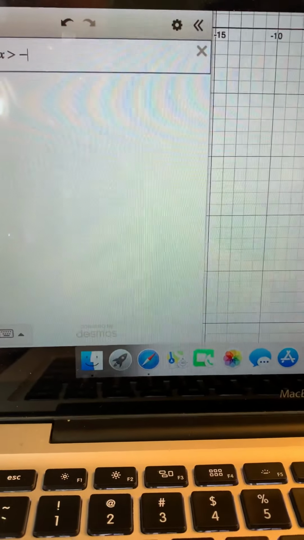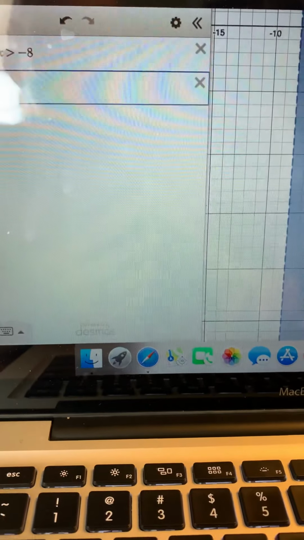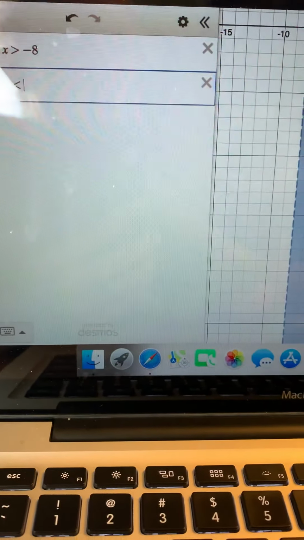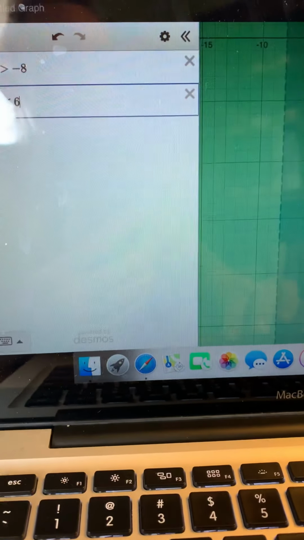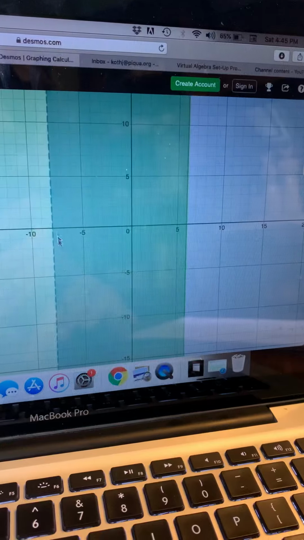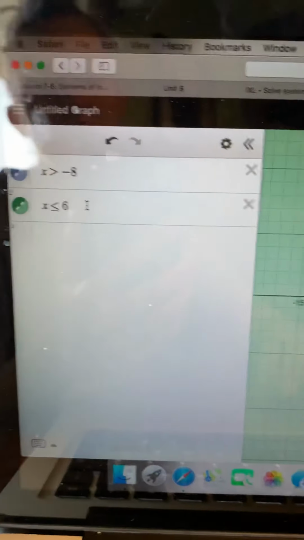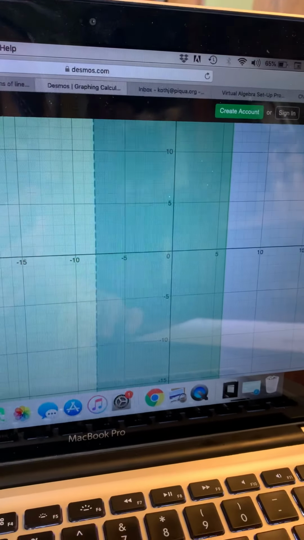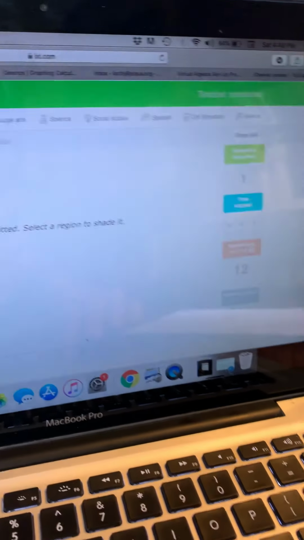Next one, x is greater than -8, and x is less than or equal to 6. This time, our lines are vertical because that has an x instead of a y. Those are vertical lines on the coordinate plane. So let's go back over there and put those in first.